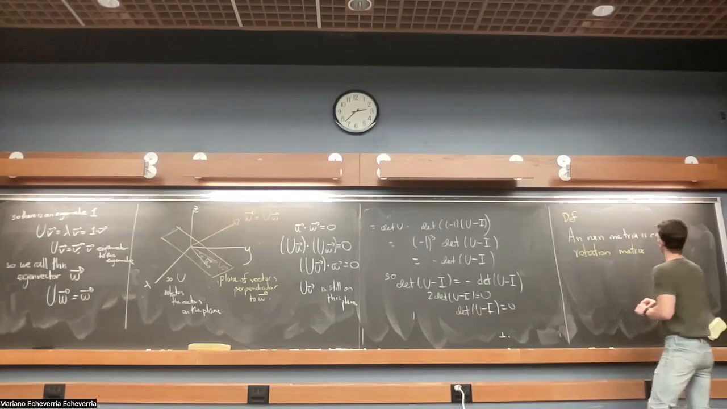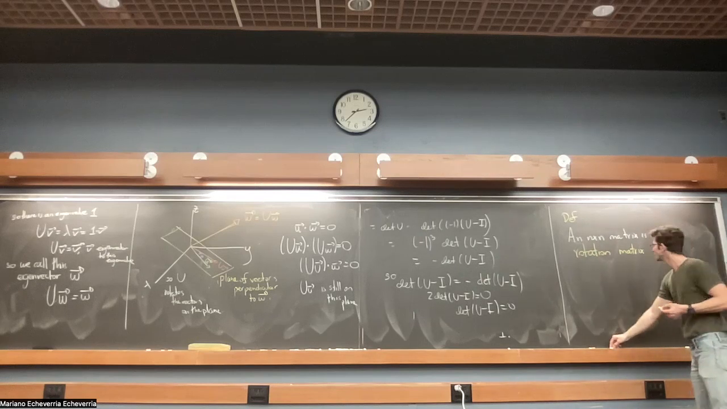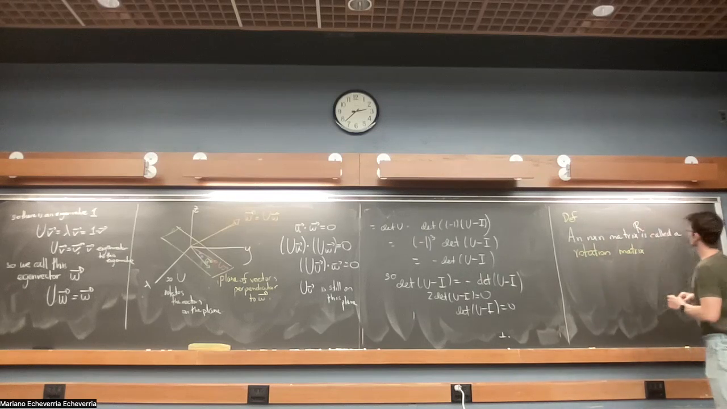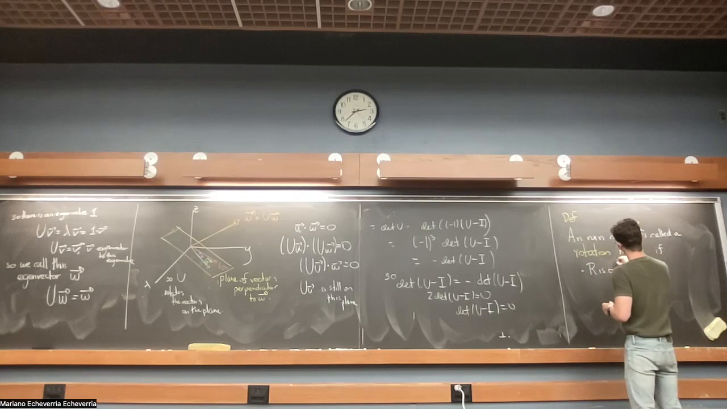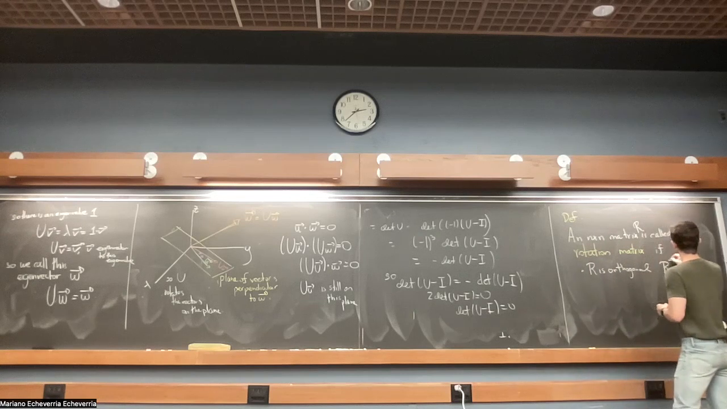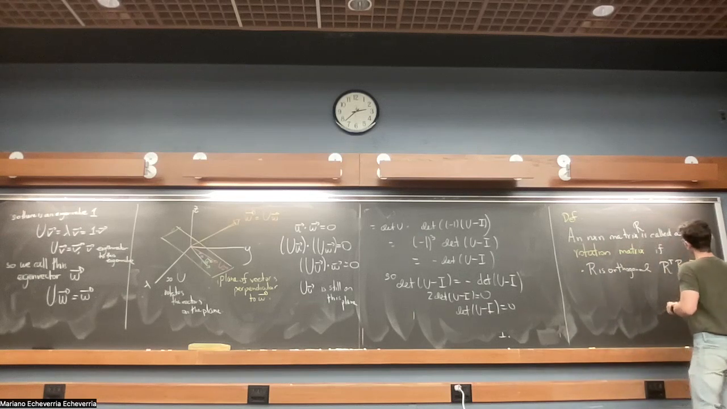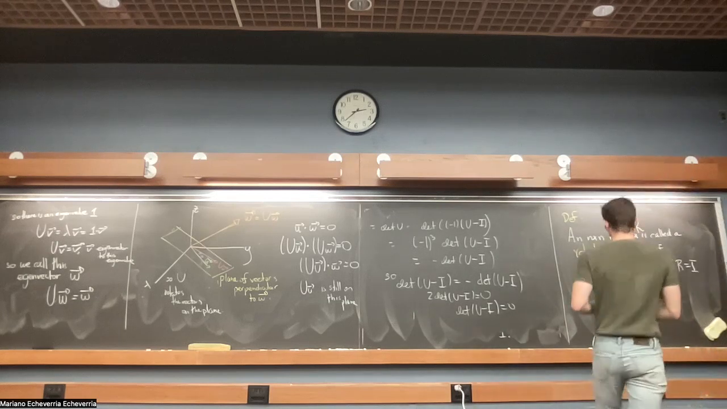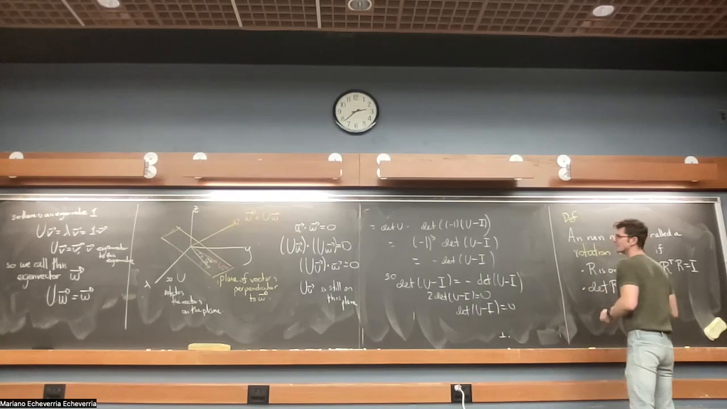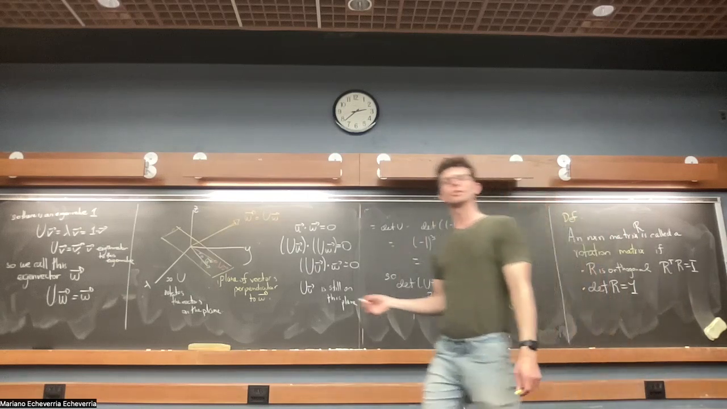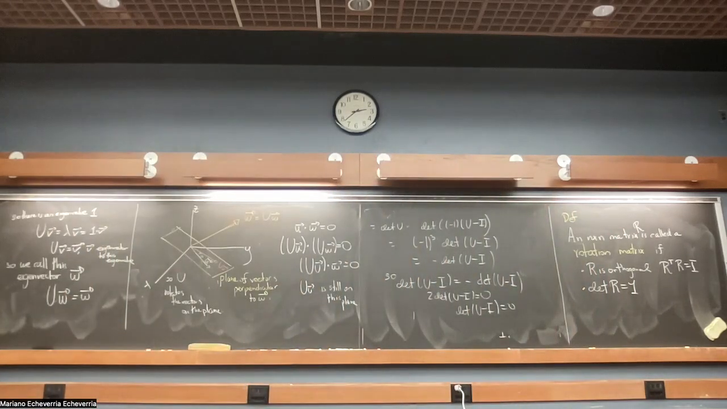Let's call this matrix R, for rotation, if it is orthogonal. R is orthogonal, so that means that R transpose R equals identity. And the second condition is that the determinant of R equals 1. So a rotation matrix is just any orthogonal matrix whose determinant equals 1.